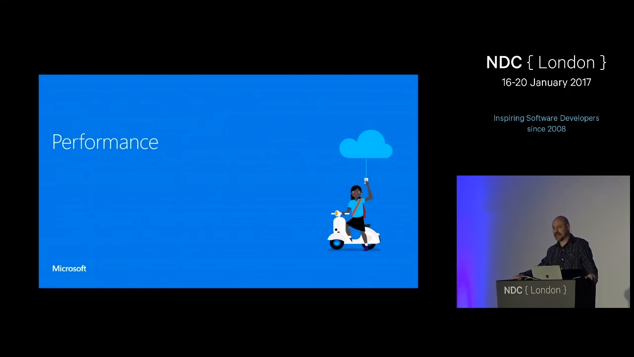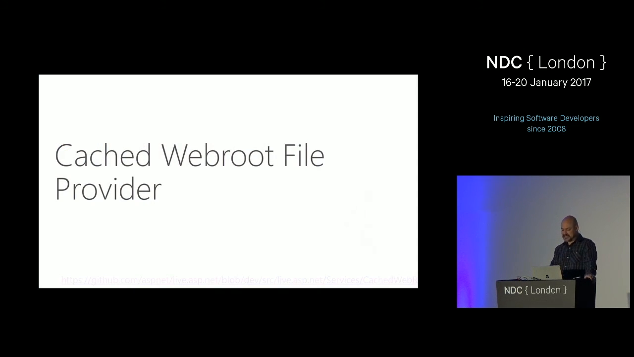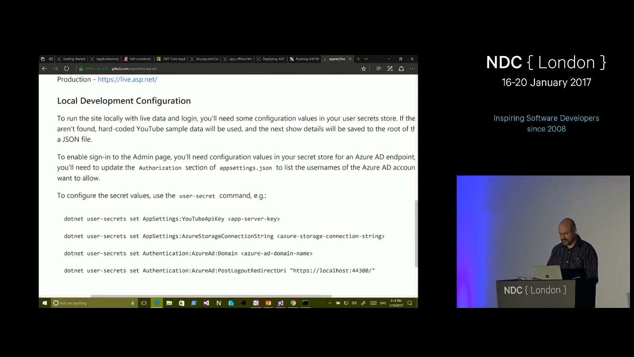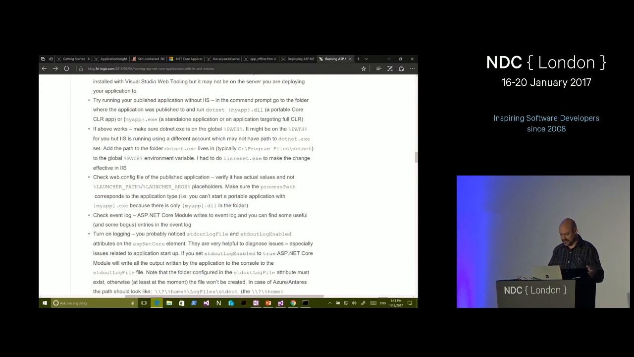There's tons of other great ASP.NET Core performance tips. Damien showed some this morning. There's all kinds of things you can do, like pre-compile your views, et cetera. Not going to dig into that. I'm going to show one thing that is specific for ASP.NET Core and app service, and this is the cached webroot file provider. This is actually something that Damien just recently set up on the live ASP.NET site.